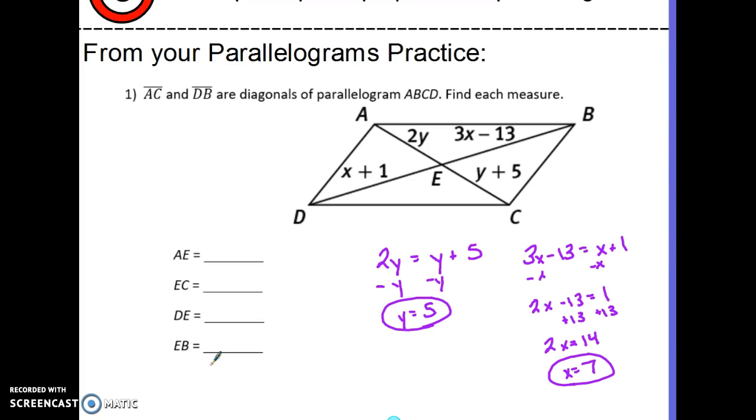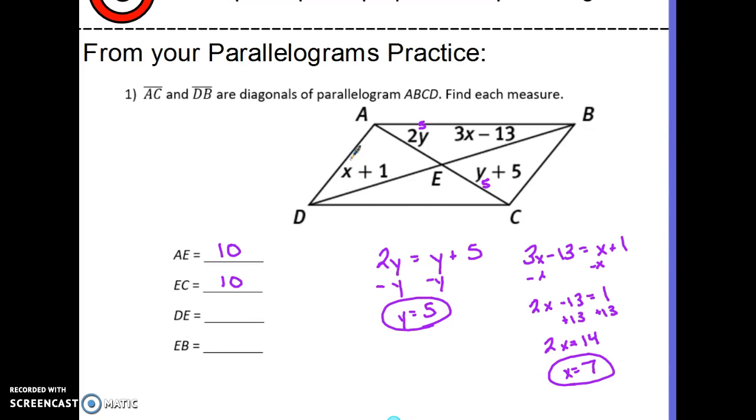They want the lengths of all our segments, but we could plug these in, right? Put 5 in for y, so that gives me 2 times 5, which is 10. Put 5 in down here. 5 plus 5 is 10. Hey, look at that. They ended up being the same. That's a good thing. That's what we were trying to do.